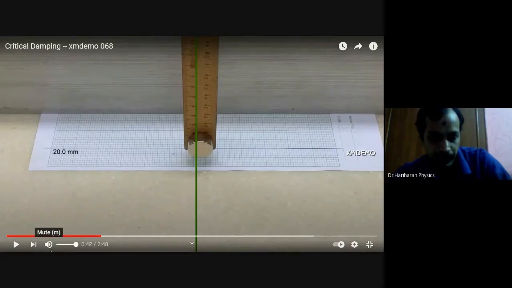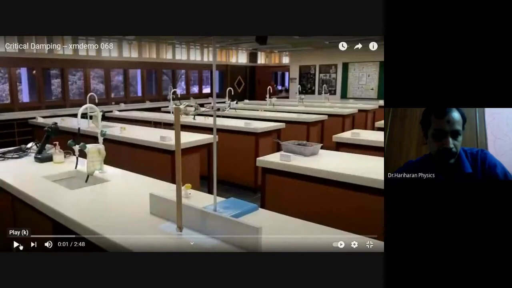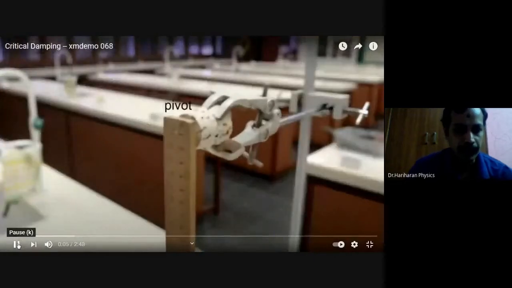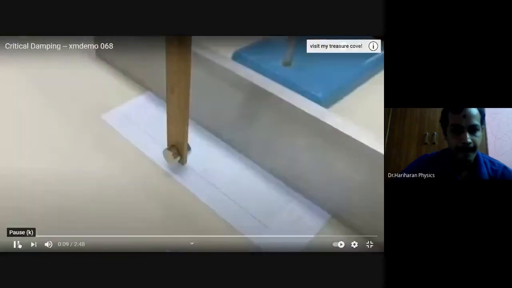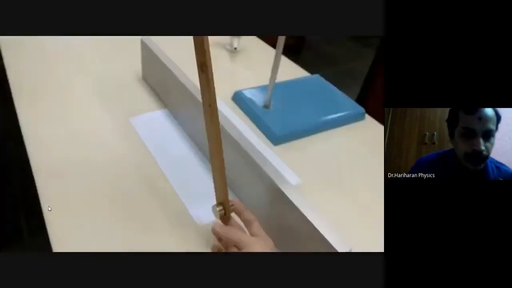Let me start playing it from the beginning. All of you watch. There's a magnet and there is an aluminum block.